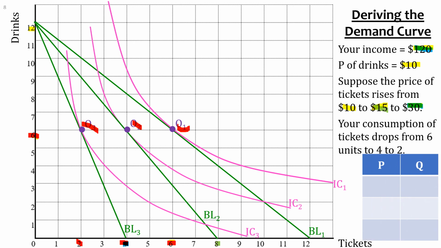So we're gonna have a little table with price and quantity. This is a simple demand table. The three prices that we have are 10, 15, and 30. When the price is 10, the quantity consumed of tickets is 6. When the price of tickets is 15, the quantity of tickets you consume is 4. And when the price is 30, the quantity consumed is 2, right?